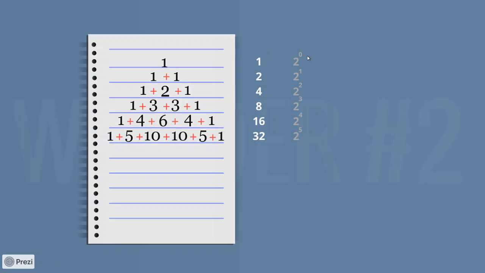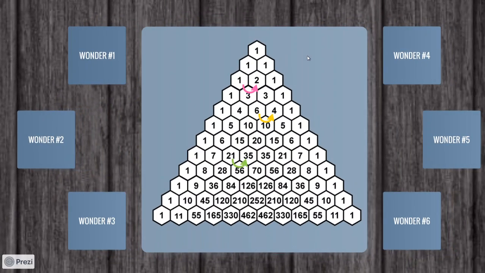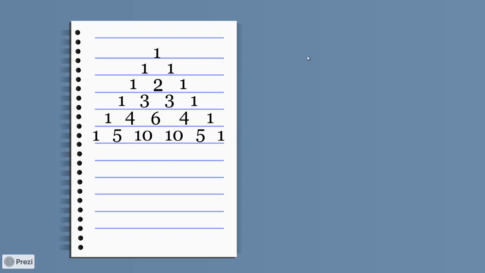Okay, now let me go to wonder number 3. I'm going to apply the same triangle. Now instead of adding them, I'm going to join them together horizontally. So what do I get? 1, 11, 121, 1331, 14641, 1510 1051. Now, do you see anything in these numbers? These are the powers of 11.